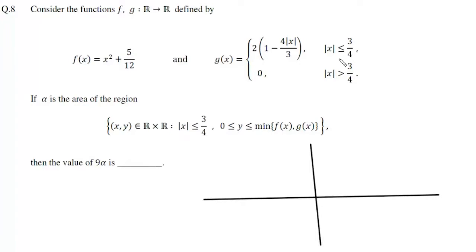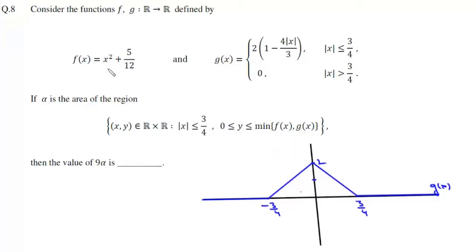Now for g(x), when x is 0, this value is 2. And when x is 3 by 4, this value is 0. So it will be 0 at 3 by 4 and will also be 0 at minus 3 by 4, and at all other places it will be simply 0. So this blue graph is the graph of this function g(x).